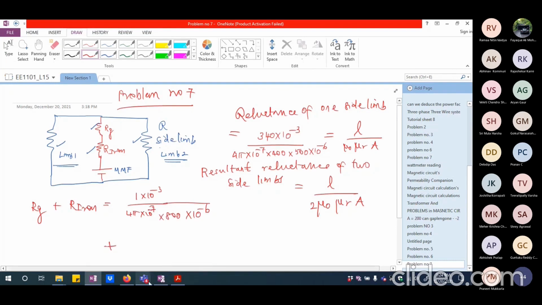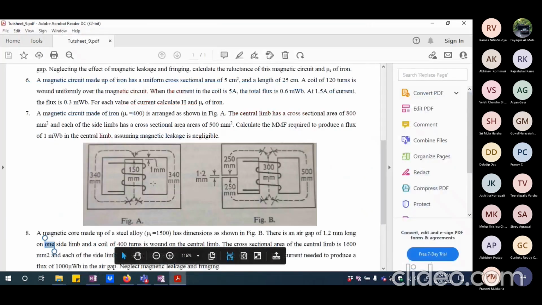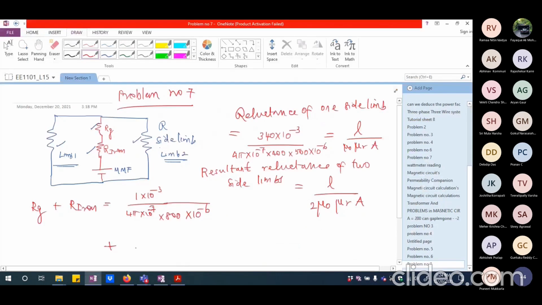And R iron, I can write this as, let me just see this once again. This is only 150 mm, and area of cross section is 800 mm square. So I should be able to write this as 150 into 10 power minus 3 divided by 800 multiplied by 10 power minus 6, and I'm going to have 4 pi multiplied by 10 power minus 7 multiplied by 400.